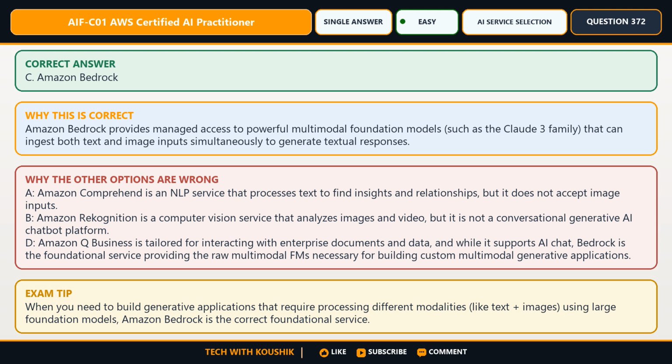The remaining options fail one or more requirements because A. Amazon Comprehend is an NLP service that processes text to find insights and relationships, but it does not accept image inputs. B. Amazon Rekognition is a computer vision service that analyzes images and video, but it is not a conversational generative AI chatbot platform. D. Amazon Q Business is tailored for interacting with enterprise documents and data, and while it supports AI chat, Bedrock is the foundational service providing the raw multimodal FMs necessary for building custom multimodal generative applications. Exam strategy. When you need to build generative applications that require processing different modalities, like text plus images, using large foundation models, Amazon Bedrock is the correct foundational service.